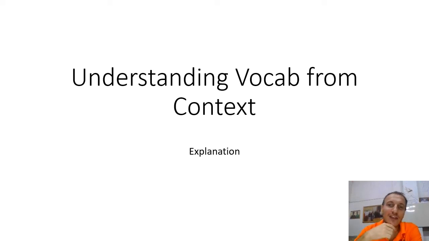Hi everybody. This week we're going to be looking at another new skill in reading, and this skill is called understanding vocab from context. What this means is that you might be given a word from the passage that is unusual to you, and you have to read the sentence and read the rest of the paragraph and try to guess what the word means.